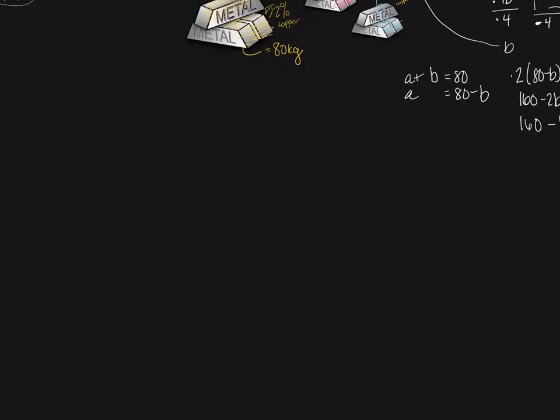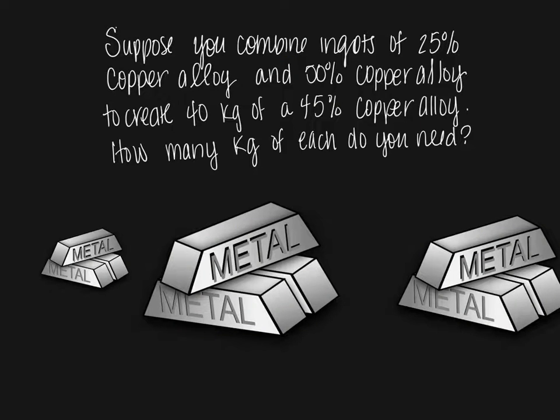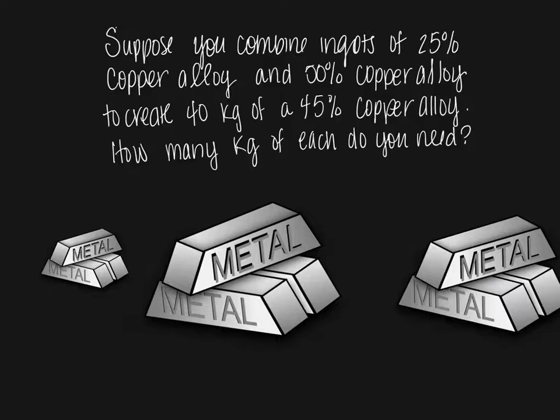Let's look at another example. All right, let's look at this one. It's very similar. Suppose you combine ingots of 25% copper alloy and 50% copper to create 40 kilograms of a 45% copper alloy. How many kilograms of each, as in each of these down here, do you need? This is a situation just like above, where you're combining ingots to create something else.